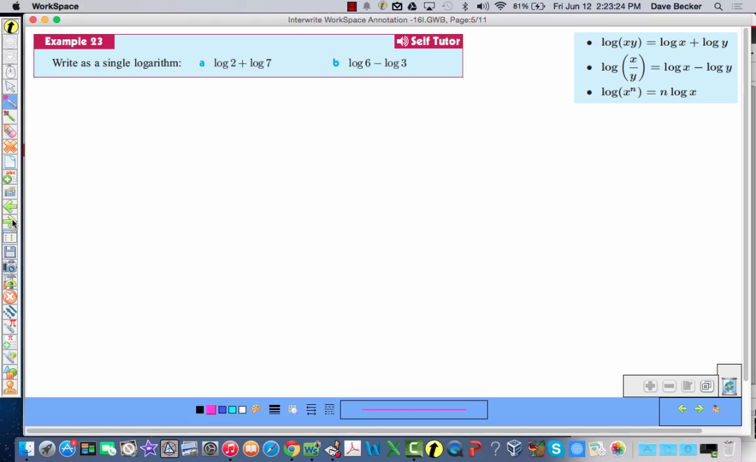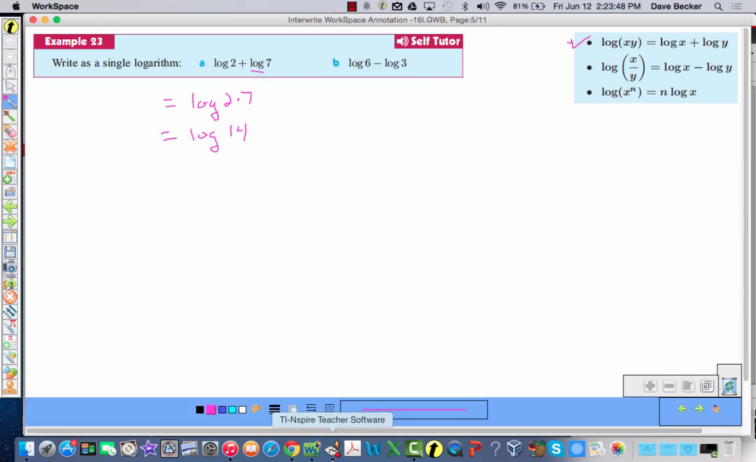Okay, yeah. All right, so write as a single logarithm. Well, we have the sum of 2 logs. Let's get rid of those. So I'm going to use this law right here. So log 2 plus log 7, well, that's simply equal to log of 2 times 7, or the log of 14. And you can try it here.